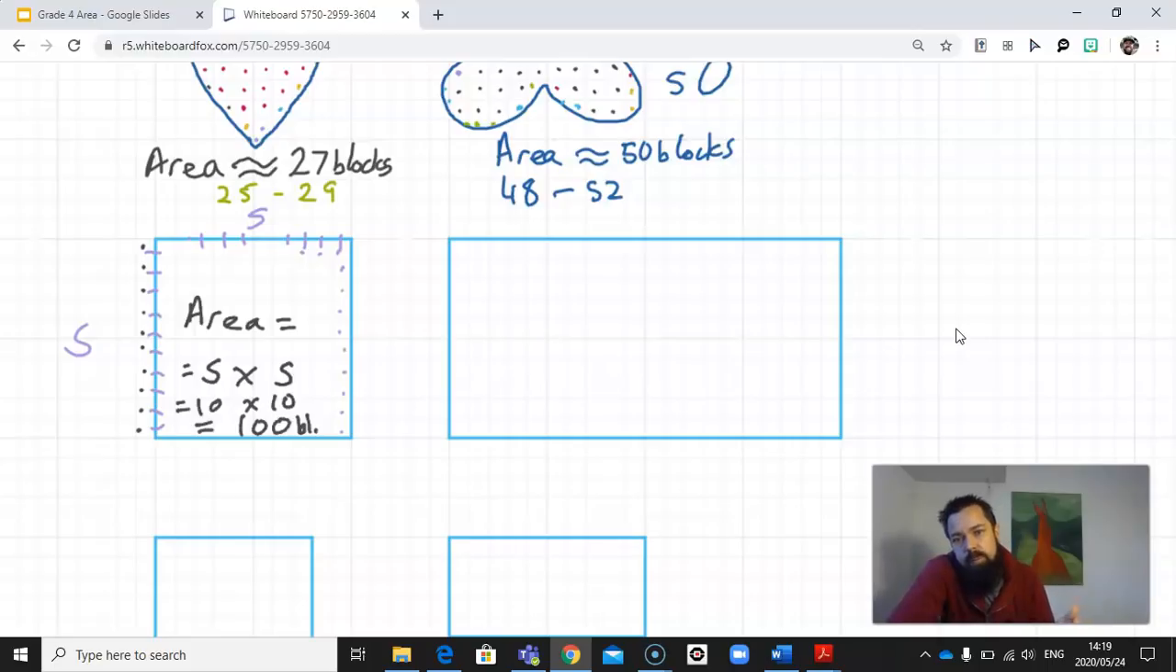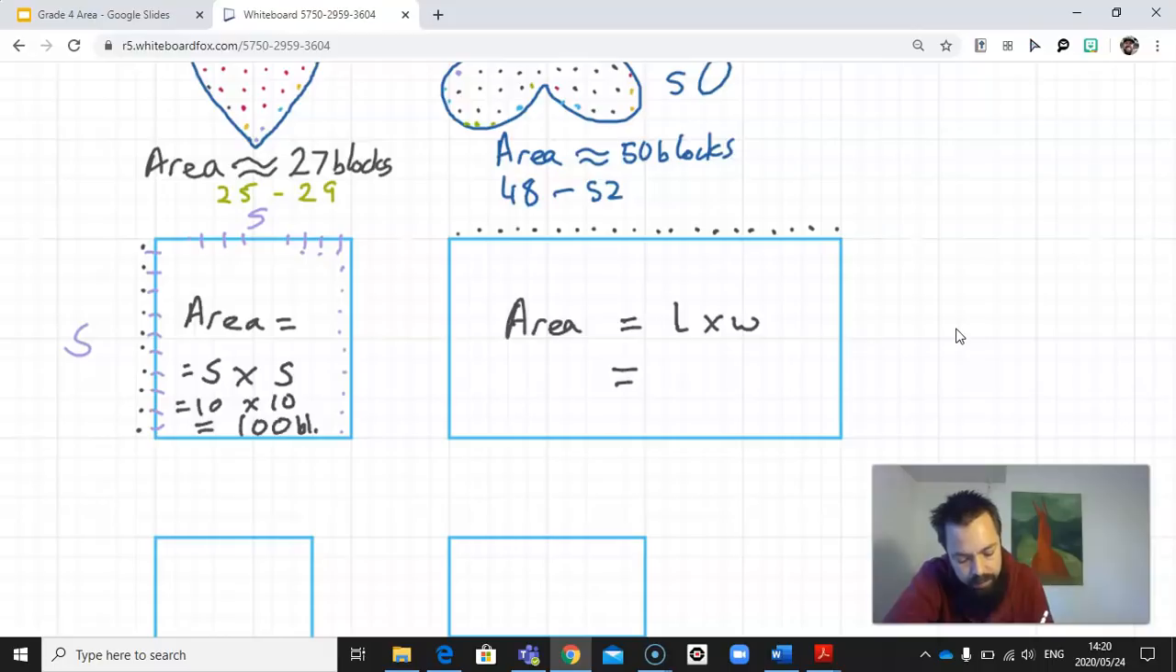The same is also true for a rectangle. We can just accept that the area of a rectangle is equal to the length times the width, because we don't have only sides. We've got a long side and a short side, and the width is the short side. So let's count what our length is. 1, 2, 3, 4, 5, 6, 7, 8, 9, 10, 11, 12, 13, 14, 15, 16, 17, 18, 19, 20. So 20 times what's our width? 1, 2, 3, 4, 5, 6, 7, 8, 9, 10. Times 10.